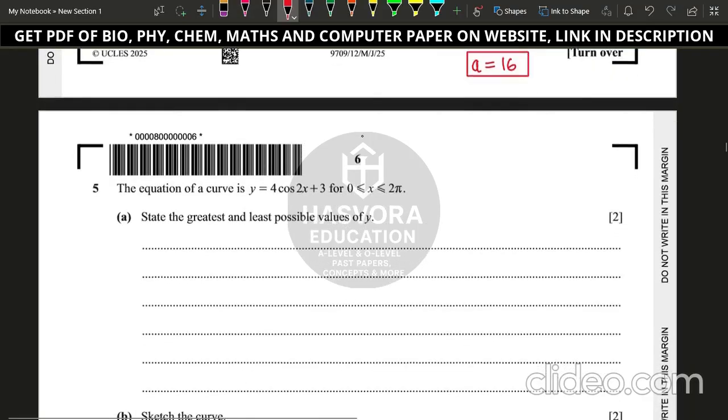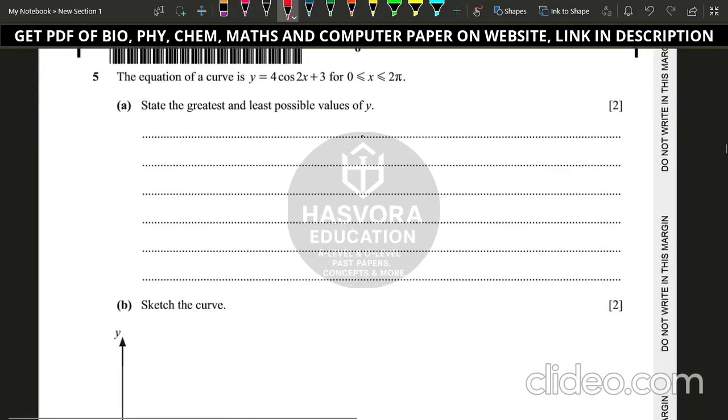Let's move on to question number 5. Question number 5 says that the equation of a curve is y is equal to 4 cos 2x plus 3 for x less than 2 pi and greater than 0. State the greatest and least possible values of y.